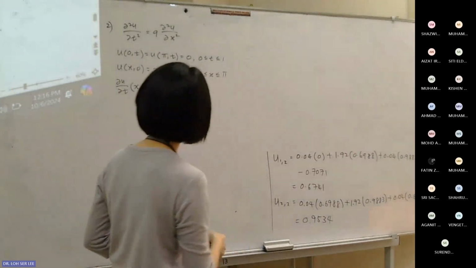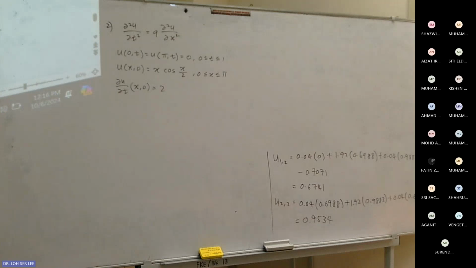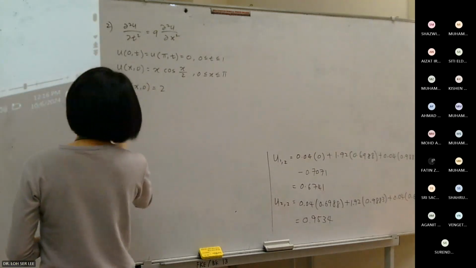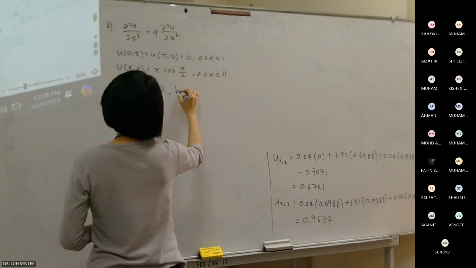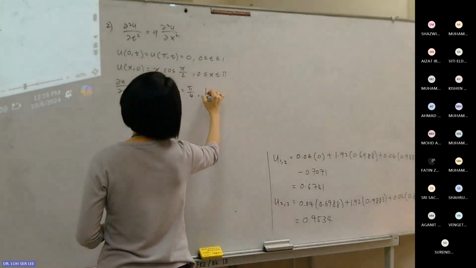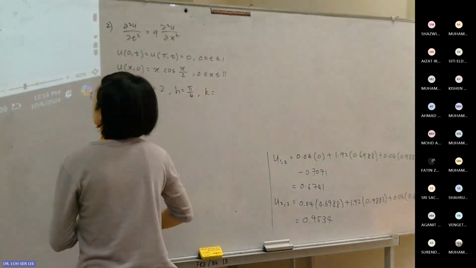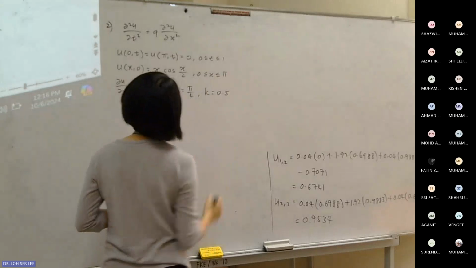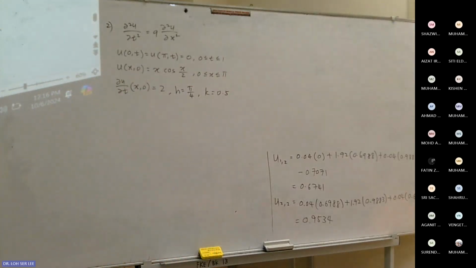Okay, sketch the grid first. X from 0 up to pi. h is pi over 4. k is 0.5. So that means your X, you have 5 values. T, you have 2 values, similar to the previous question.